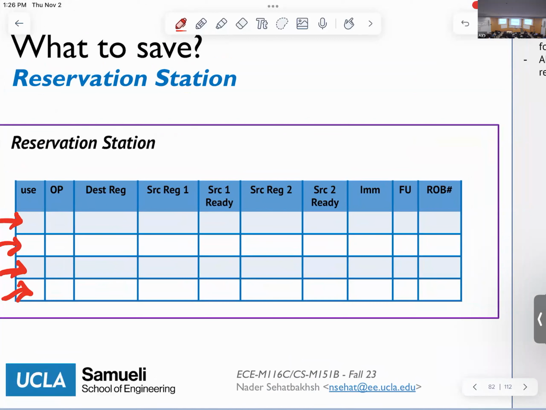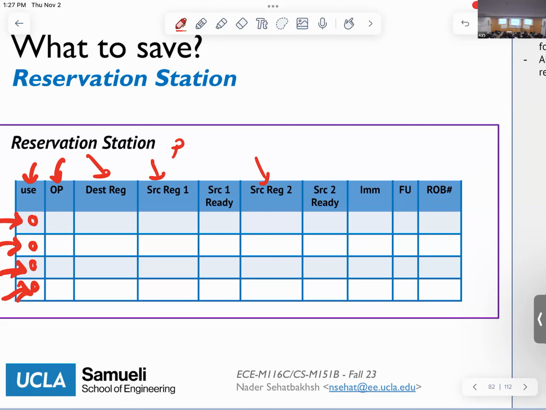So what do we have in the reservation station? The first one is what we call a use bit, which means whether the reservation station entry is being used or not. Typically at the beginning, they are all zeros. When an instruction is issued, we also change this 1 back to 0. This is the opcode, basically whether this is an add, subtract, multiply, and so forth. Then we have source register 1 and source register 2. These are literally the numbers, for example P1 or P2. Here we are basically saving physical register numbers. We also do the same for destination register numbers.